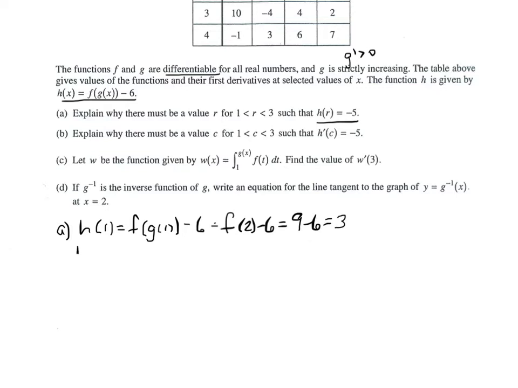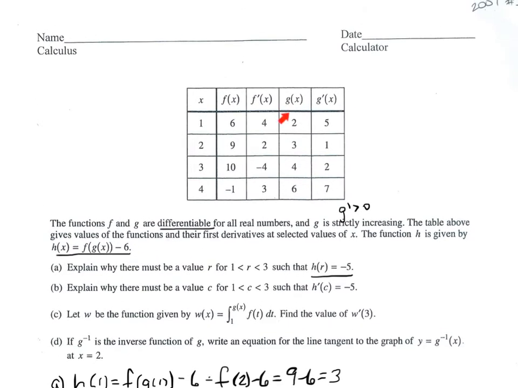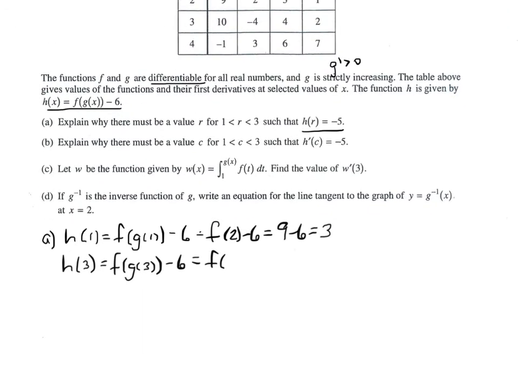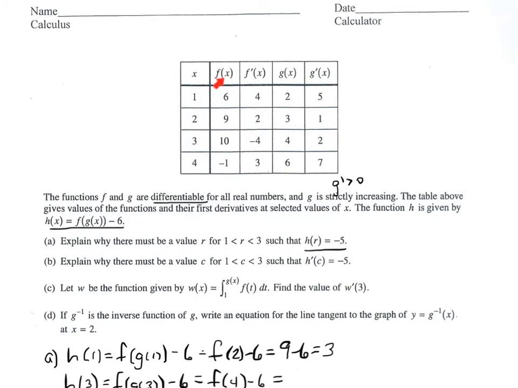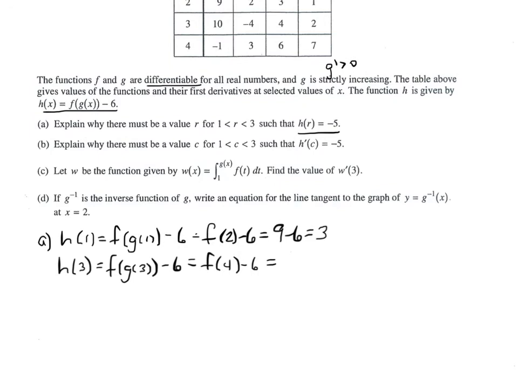All right, let's see the function value at the other end of our interval. So h of 3 is f of g of 3 minus 6. G of 3, here's g of 3, is equal to 4. And f of 4, here's f of x, f of 4 is equal to negative 1. So we've got negative 1 minus 6, which is equal to negative 7. So what this means is that on our interval from 1 to 3, our function takes on values from 3 to negative 7, which would include our negative 5.